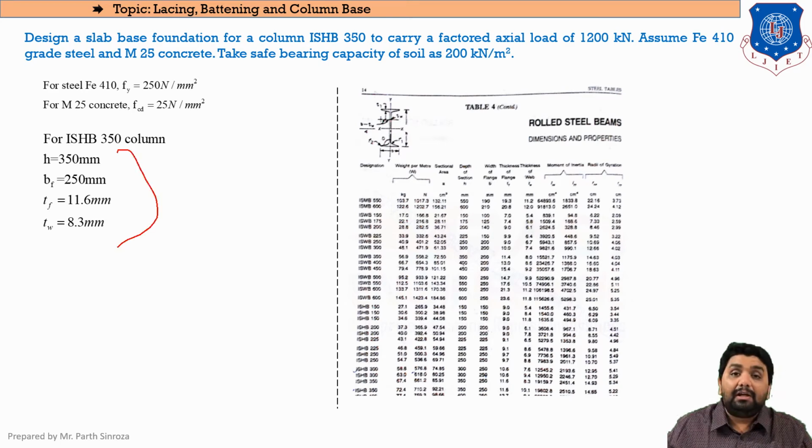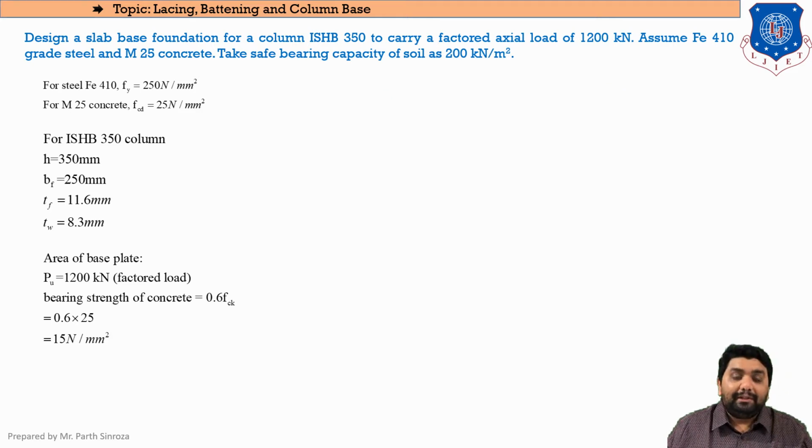So here are the values that we'll be taking. The H value will be our total height, BF will be our width of flange, TF will be our thickness of flange, and TW will be our thickness of web. We'll be considering these parameters from our steel table, as you can see from page number 14 here. So now we'll be calculating the area of the base plate, as the total load is given as 1200 kilonewton.